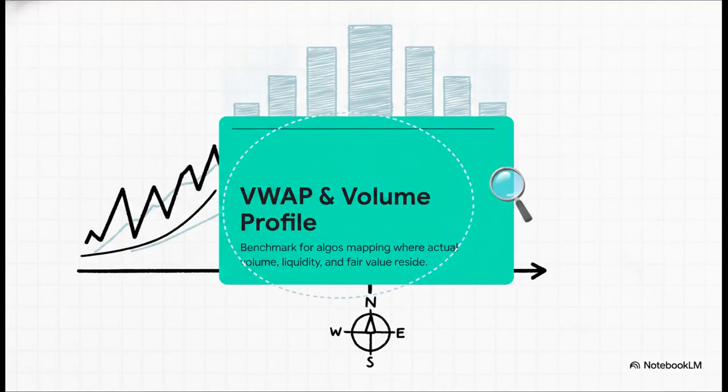Let's zoom in on that institutional value category for a moment. Volume weighted average price, or VWAP, and the volume profile are the true compasses here. VWAP isn't just some squiggly line on your chart, it's literally the execution benchmark for almost every major algorithm and trading desk in the world. And the volume profile, usually anchored or set to a fixed range, it maps exactly where actual volume was transacted, pointing right to where true liquidity and fair value reside.